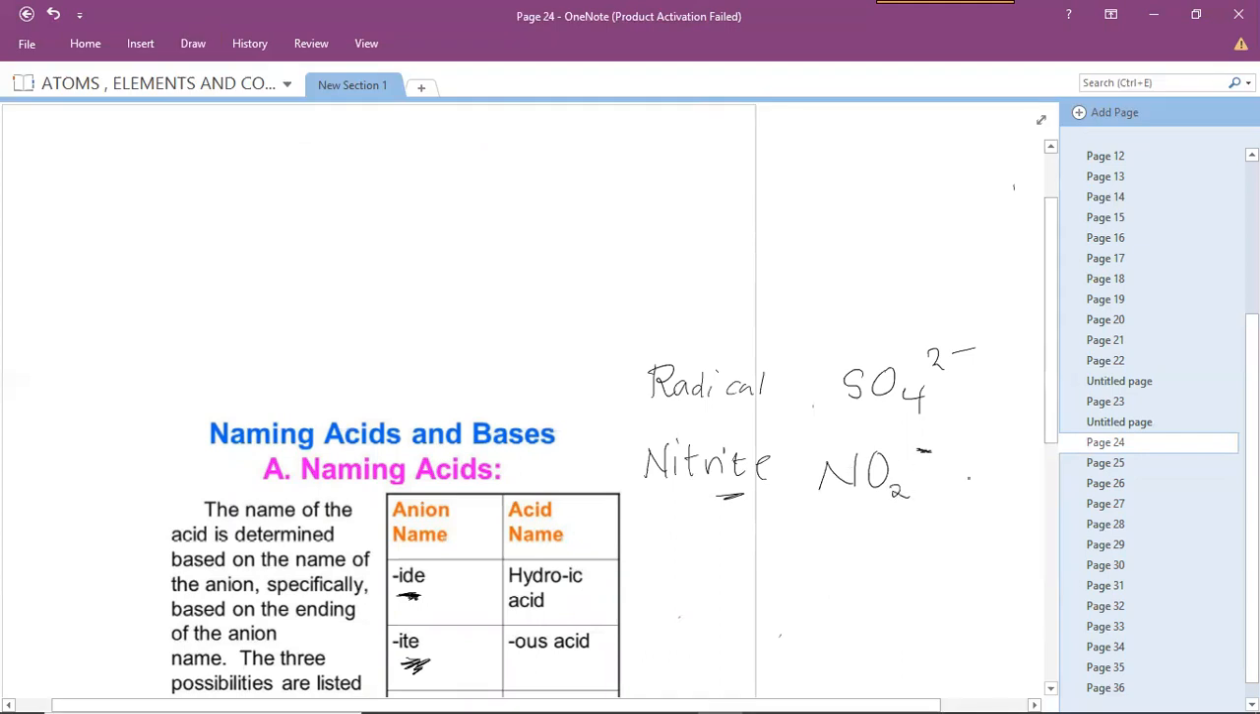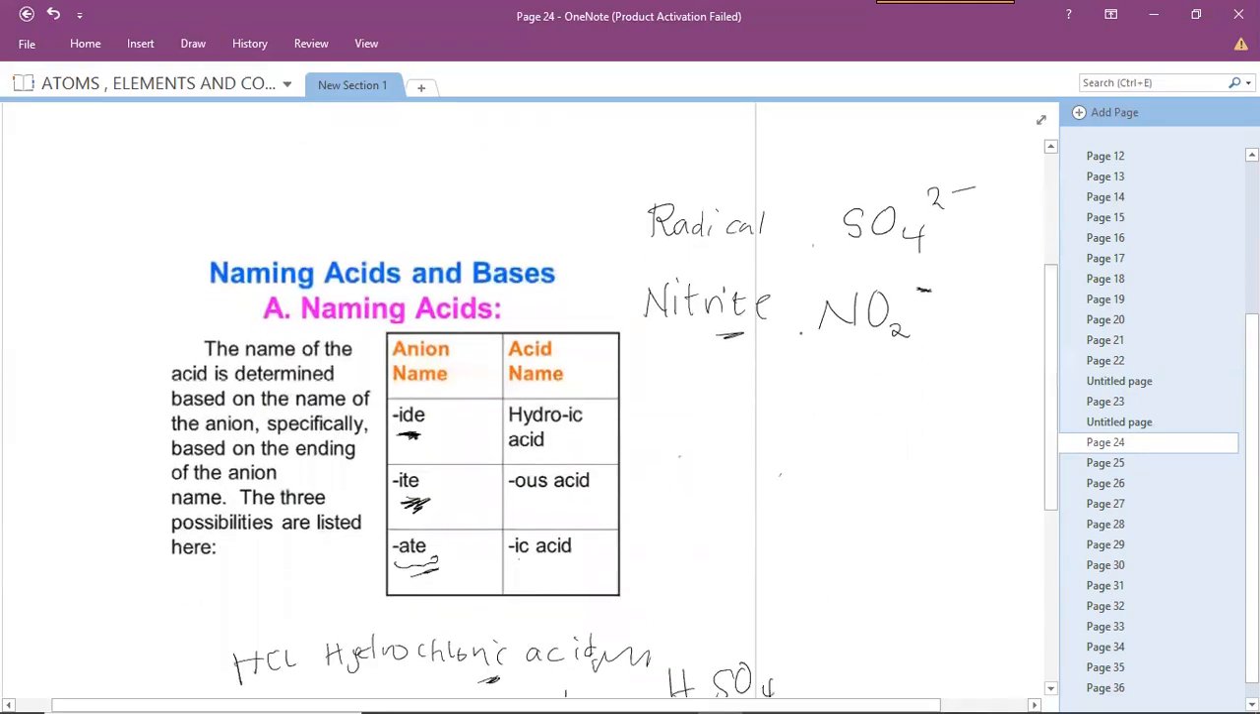So nitrite is NO2 negative because nitrite ends with ITE. Once it dissolves in water, so hydrogen plus and NO2 minus, the charges are already balanced, one positive, one negative. But because it ends in ITE, when it dissolves in water, the acid that will be formed will be called nitrous acid.